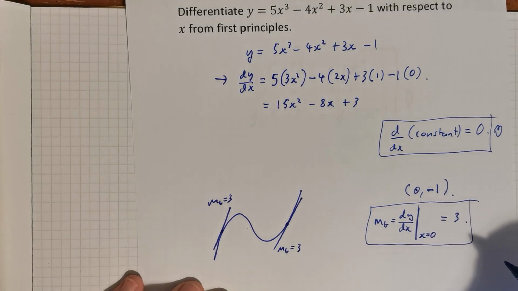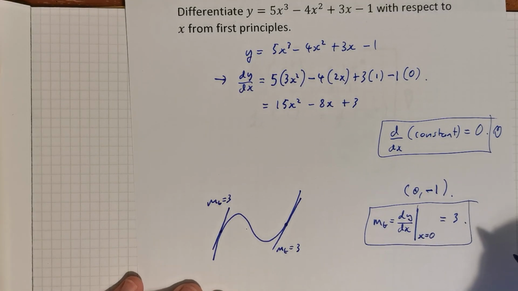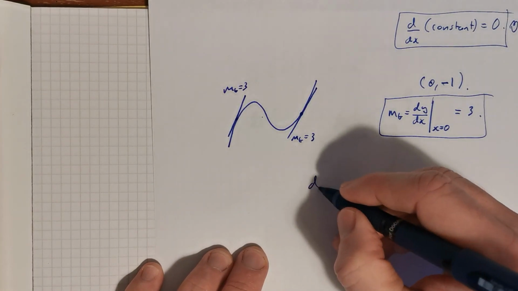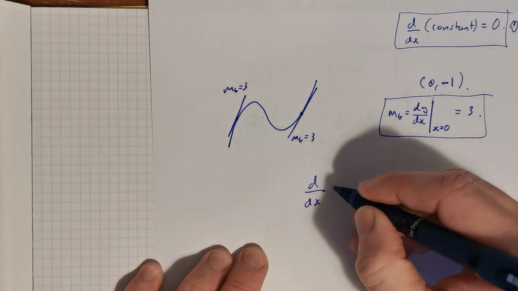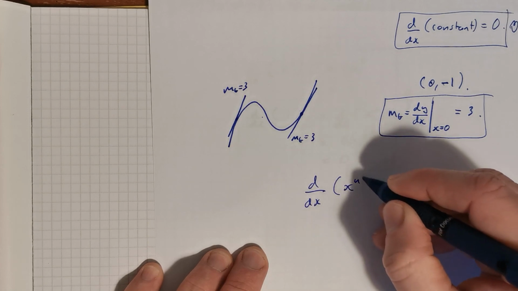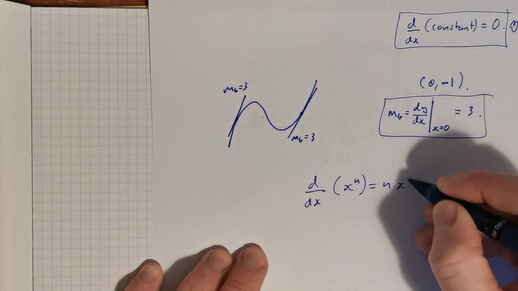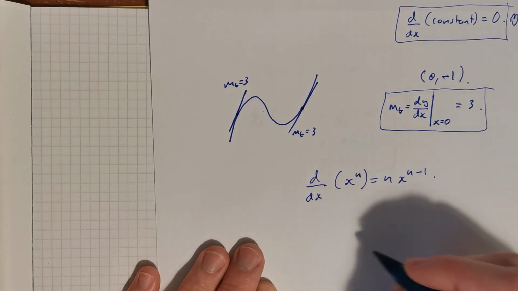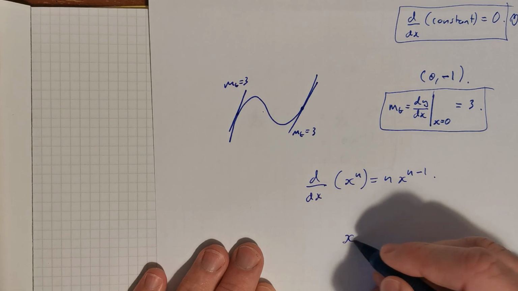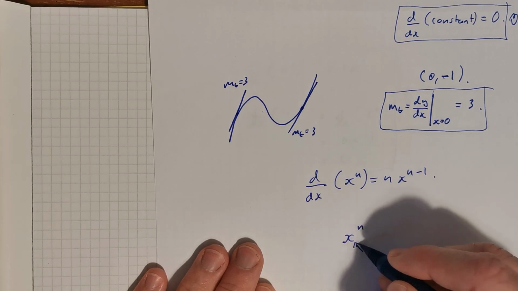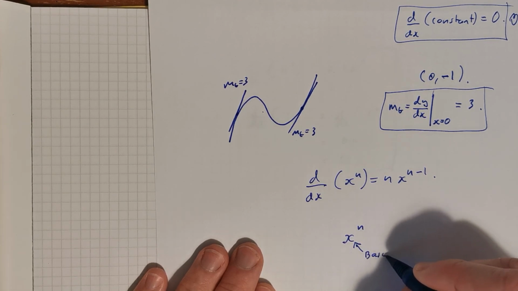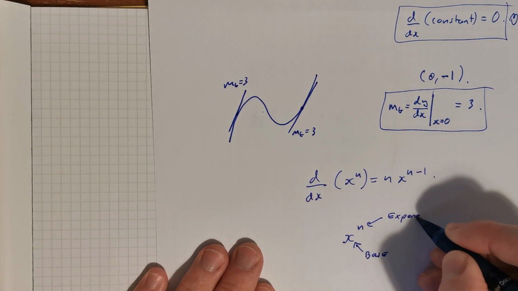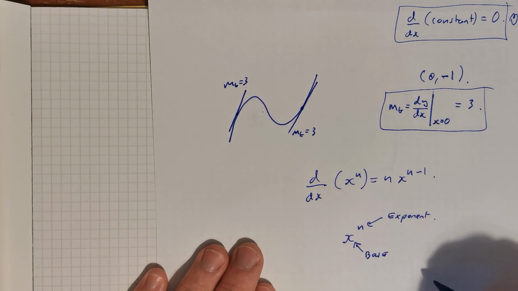So that's differentiating and using the power rule. The power rule is given on page 25 of your tables, but the derivative with respect to x of x to the power of n is equal to n times x to the power of n minus 1. Remember, a power is just something to the power of something. This thing down here is called the base. This thing up here is called the exponent. You've got to know all this terminology.